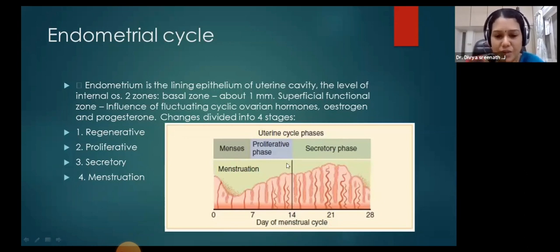And after ovulation, under the influence of the progesterone hormone, the secretory phase will occur. In the secretory phase, there will be production of glycogen from the endometrium, and the spiral arterioles become more coiled with more blood supply, and the body, especially the endometrium, is fully prepared to receive a fertilized egg.